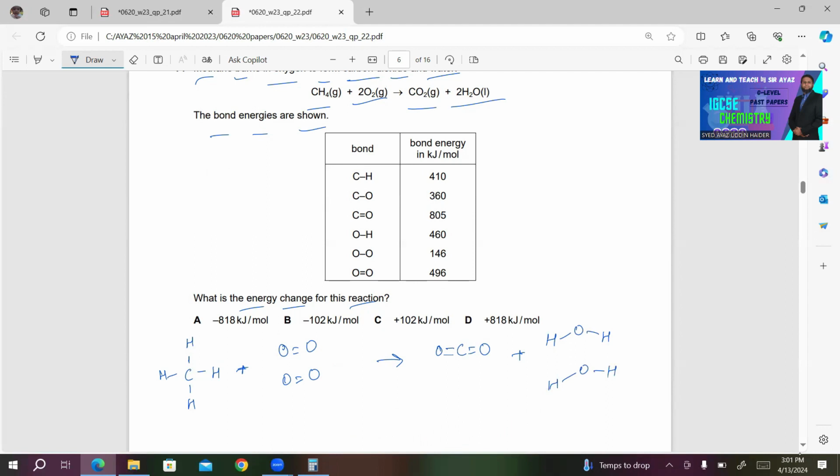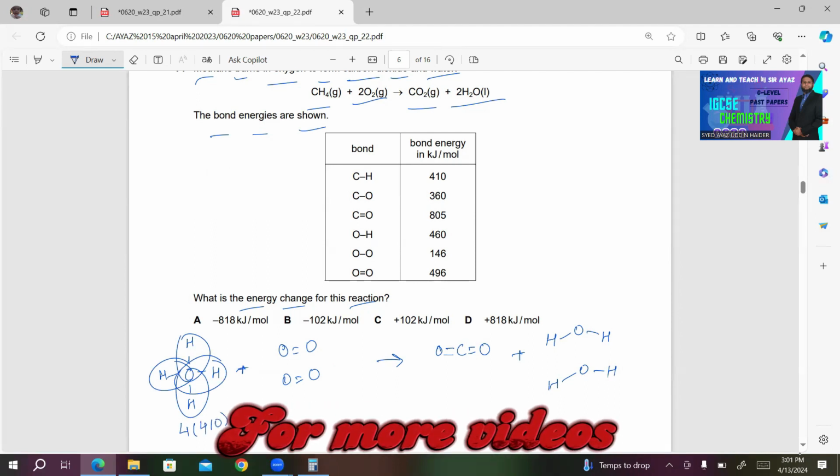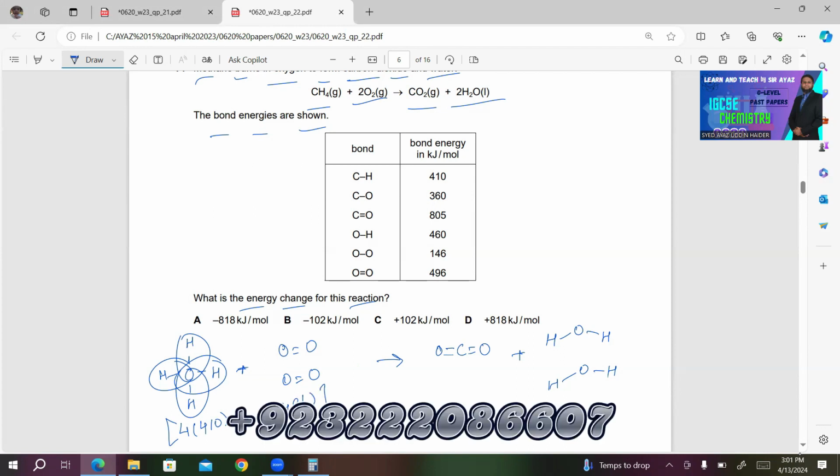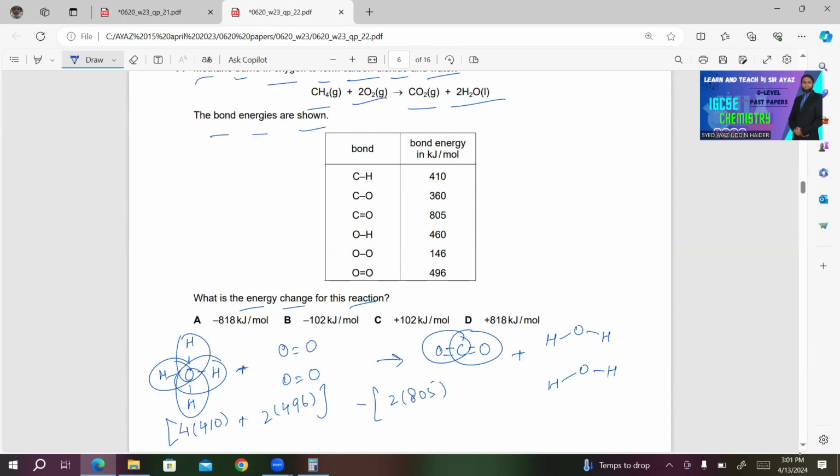So for the reactants, we have how many bonds of CH? 1, 2, 3, 4. So 4 will be multiplied by 410 plus 2 moles of oxygen. So 2 multiplied by 496. Bracket closed. Minus 2 CO bonds. 1, 2. So 2 multiplied by 805. Plus we have 4 OH bonds. 1, 2, 3, 4. So 4 will be multiplied by 460.